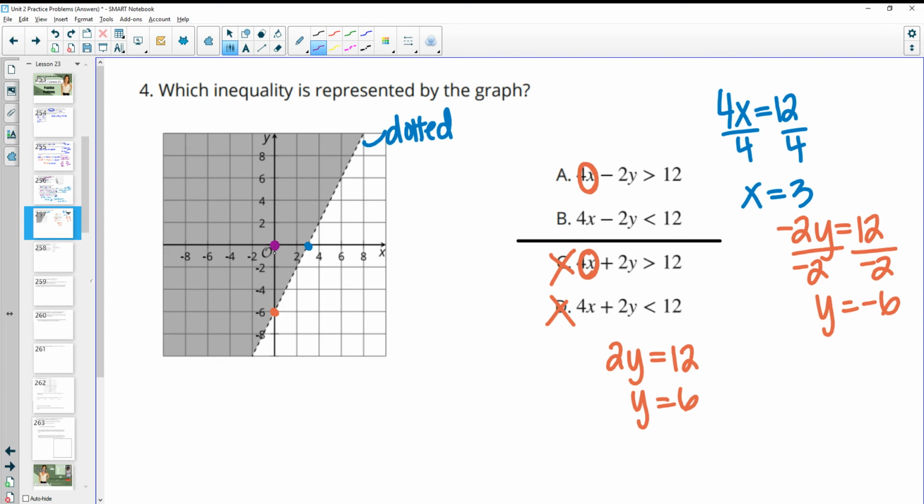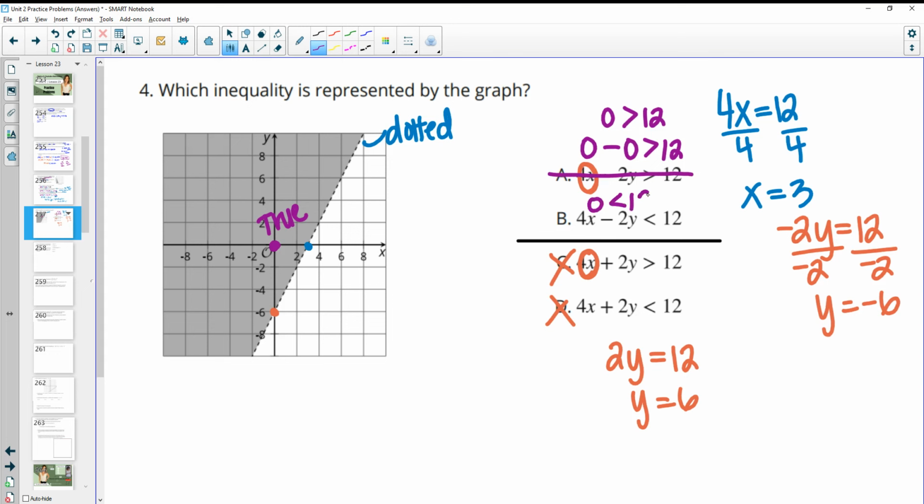And I like to plug in the point 0, 0. And in this case, 0, 0 is in the shaded region. So we want a true statement. So when we plug in 0, we'll get 4 times 0, which is 0. And then negative 2 times 0 is 0. And so then 0 minus 0 is 0. Is 0 greater than 12? And that is false. So this is not going to be our solution.